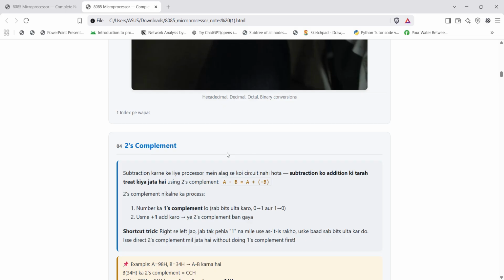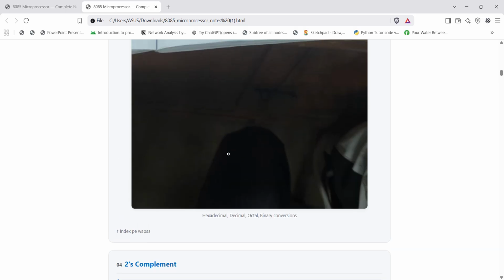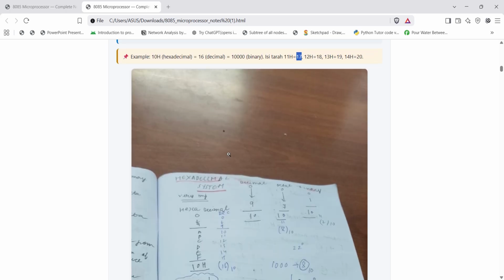And we know that 14 plus 8 is 22. What do we know? What is 10H? If we say 10H, 10H means 16.